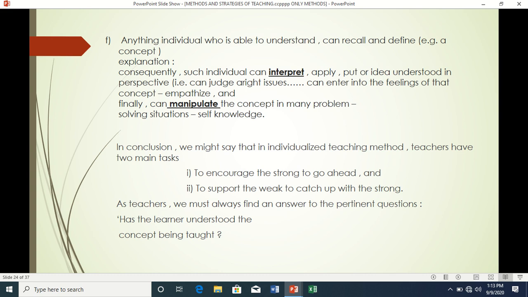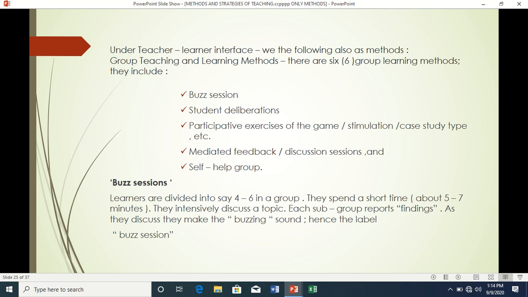So, accordingly, the teacher must ask himself or herself the following questions. Has the learner understood the concept being taught? The teacher must be asking himself or herself along the line this pertinent question. It's very important.